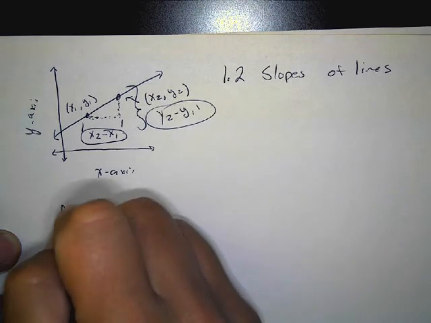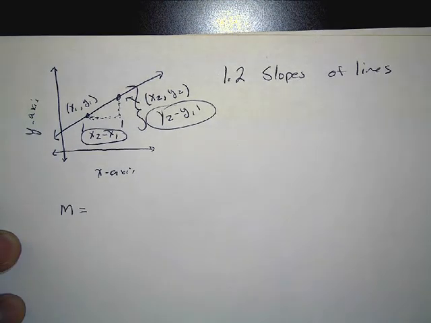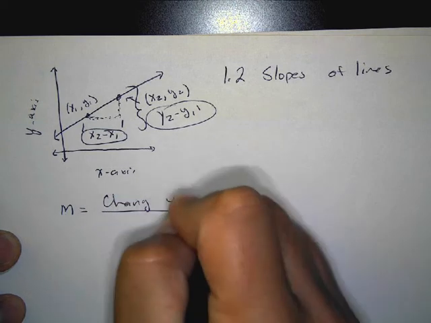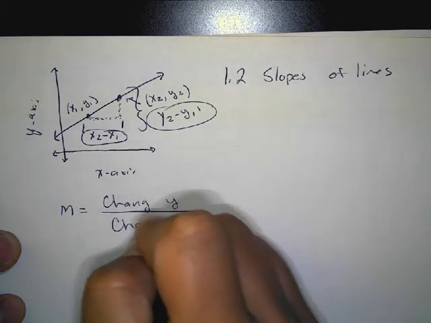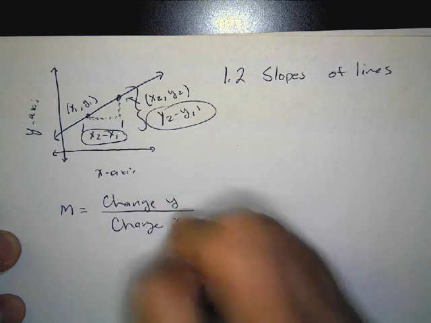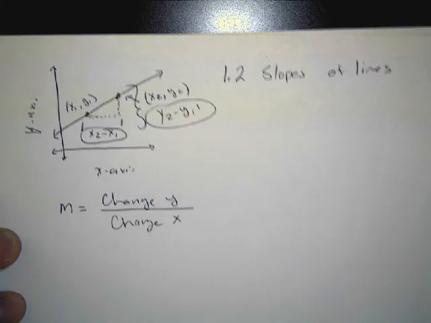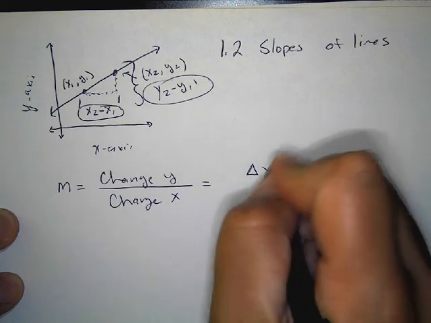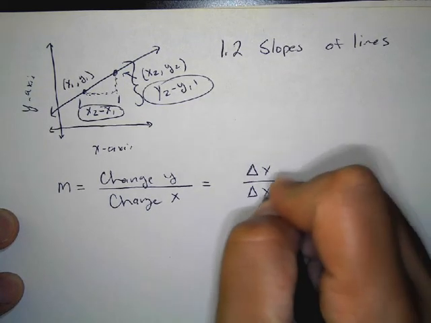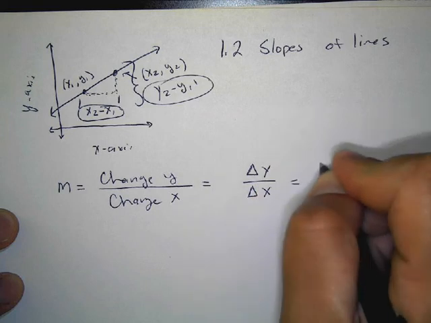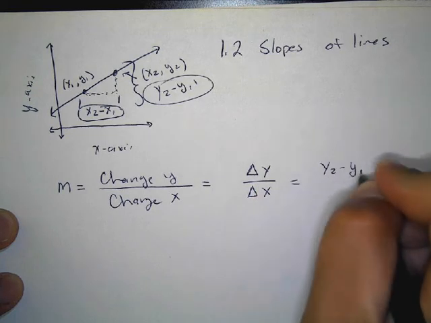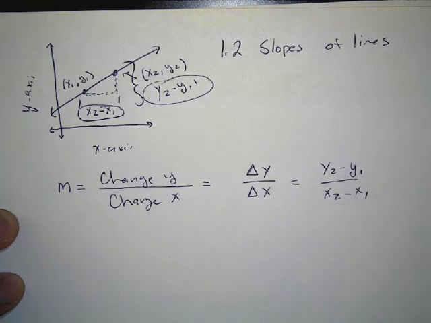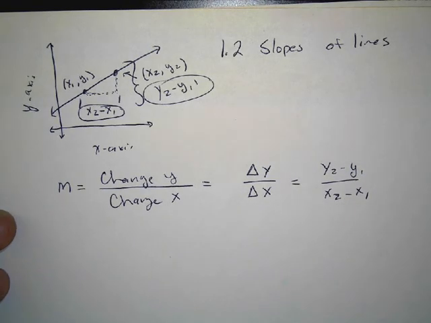So slope, which we use m as the variable, is going to equal the change in y over the change in x. And change, we mean subtraction. Okay? And so sometimes you'll see this little triangle, which also means change. And we have our slope formula, which is y2 minus y1 over x2 minus x1. And that's how we can find slope.